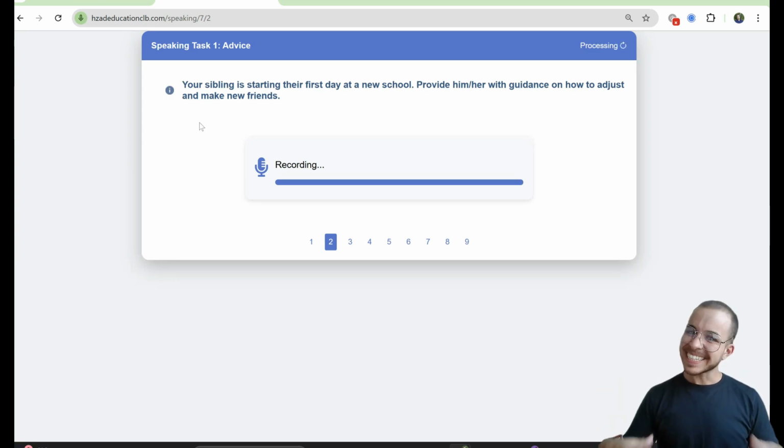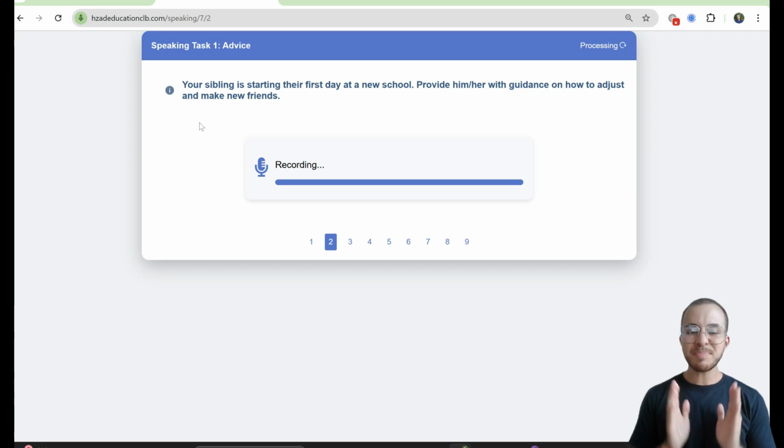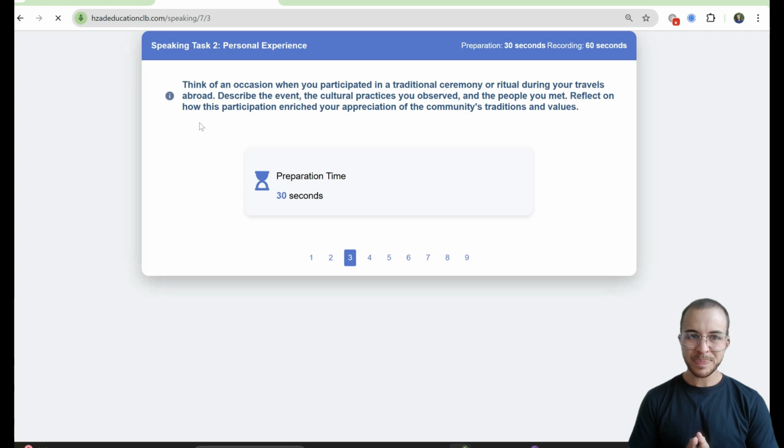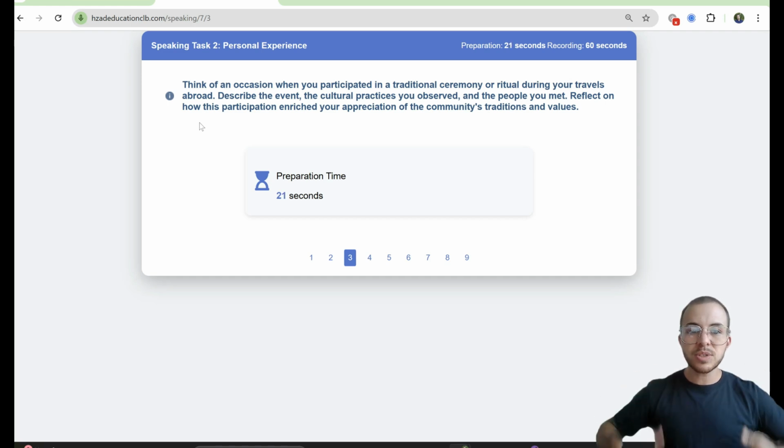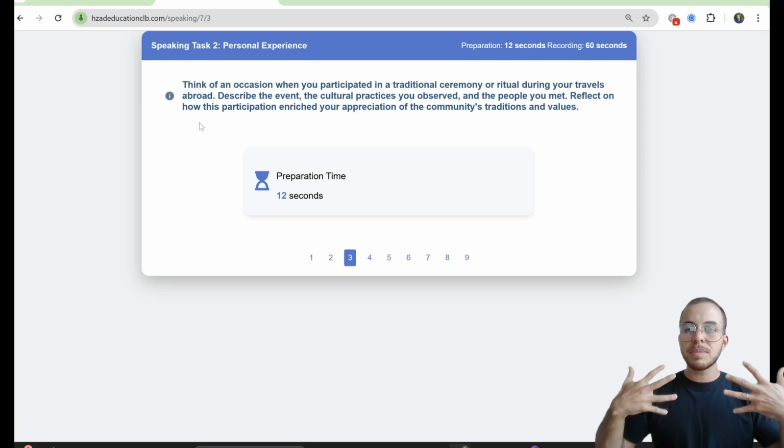It's not so easy. Okay, speaking number 2, this is still a personal question about you. It's going to be a scenario or an experience. Think of an occasion when you participated in a traditional ceremony or ritual during travels abroad. Describe the events, the cultural practices you observed, and the people you met. Reflect on the participation, how it enriched your appreciation for the community.